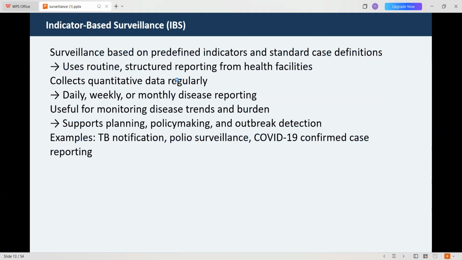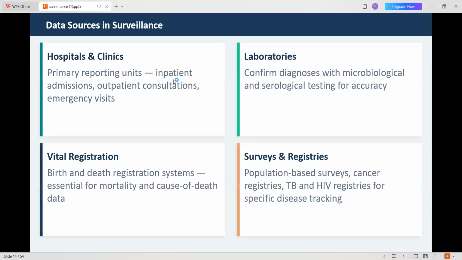Next is indicator-based surveillance, surveillance based on predefined indicators and standard case definitions. It uses routine structured reporting from health facilities and collects quantitative data regularly, with daily, weekly, and monthly disease reporting, useful for monitoring disease trends and burden. It's for planning, policy making, and outbreak detection. For example, TB notification, polio surveillance, and COVID-19 confirmed cases reporting.